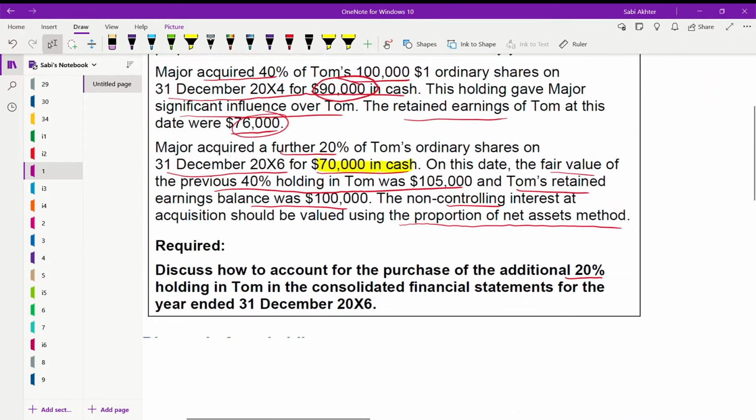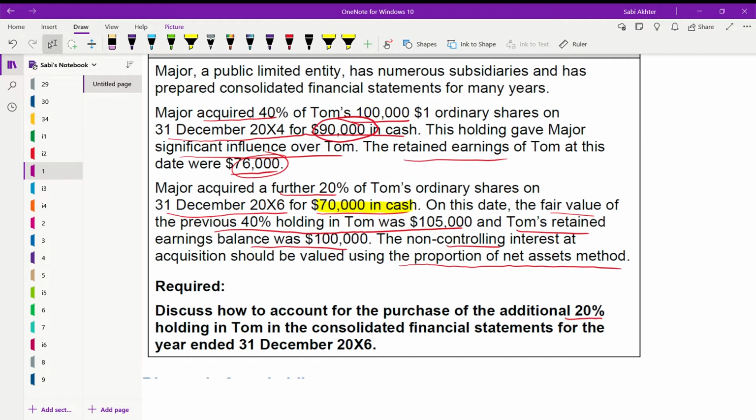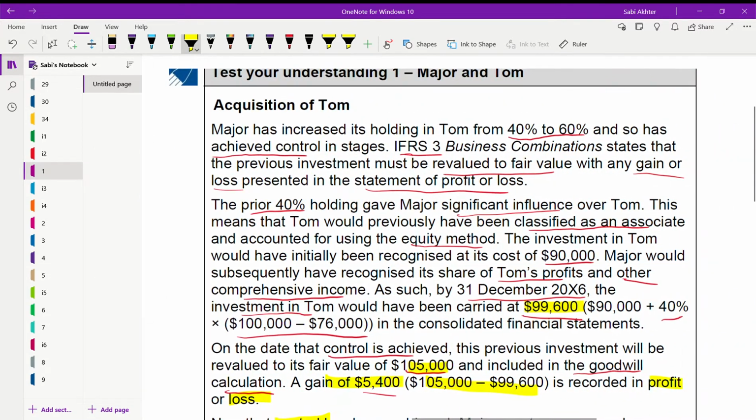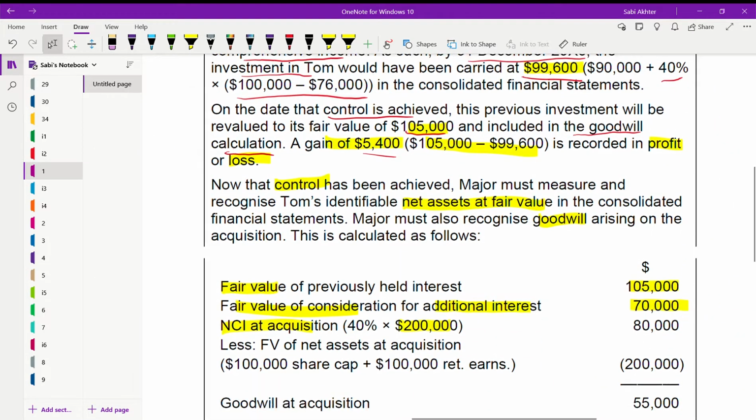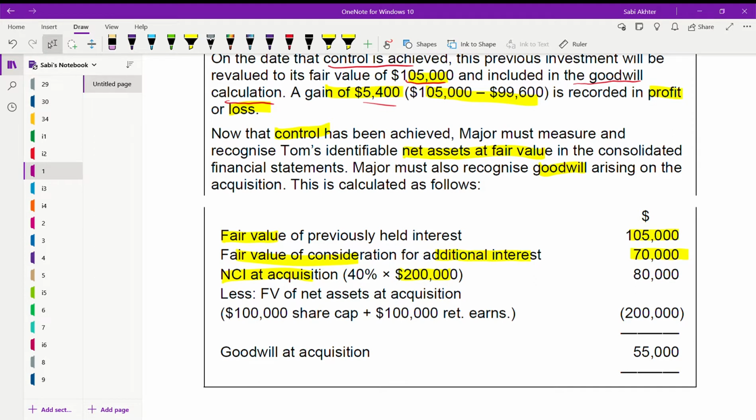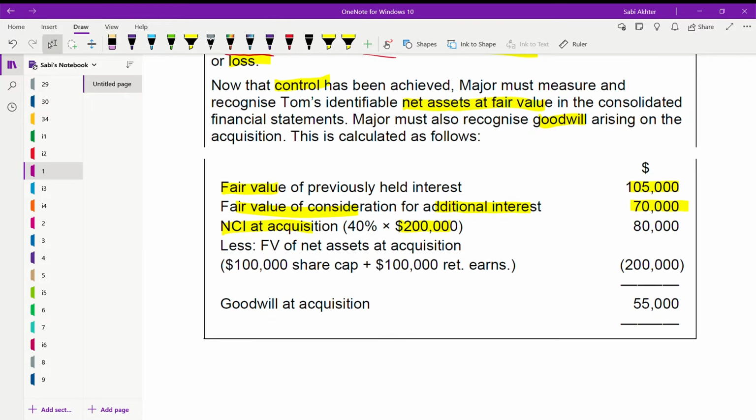So net asset, if you see here, you see proportionate of net asset method. So when you're taking the net asset, you have to apply 40% there. So now, less fair value of net assets. So how did they get net asset? 100,000 of the share capital plus 100,000 of the retained earnings. This is how you get that 200,000, and finally the goodwill.